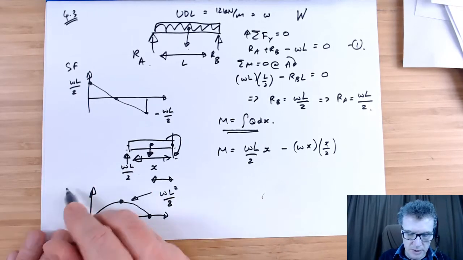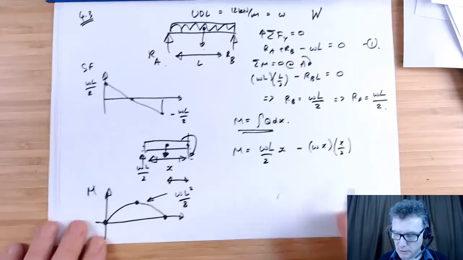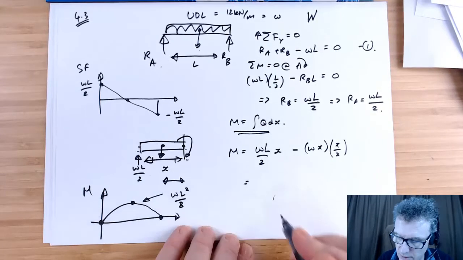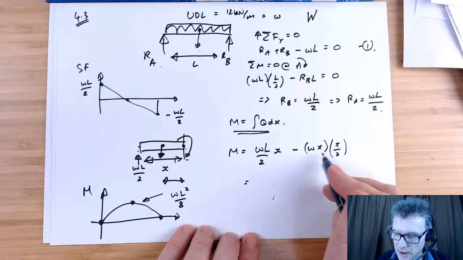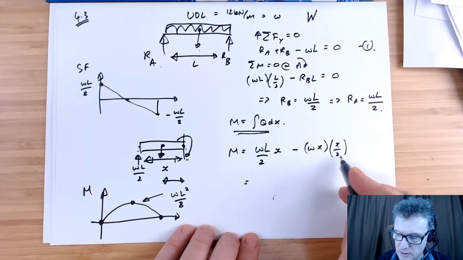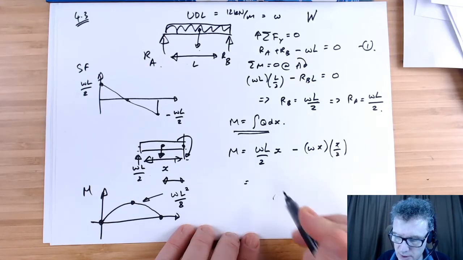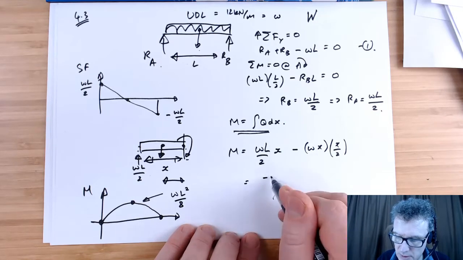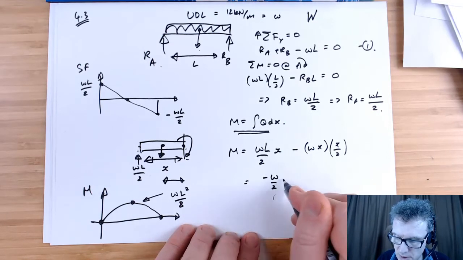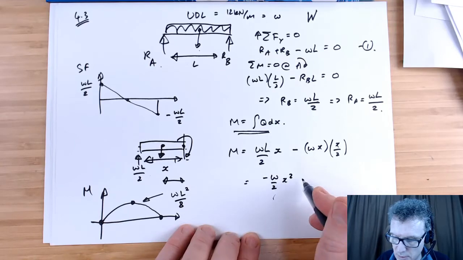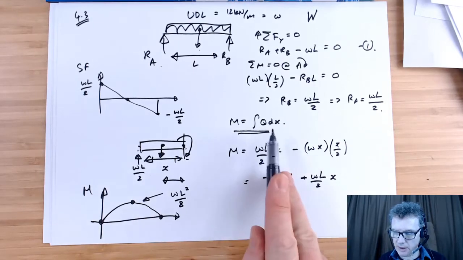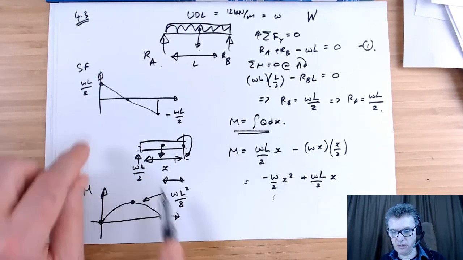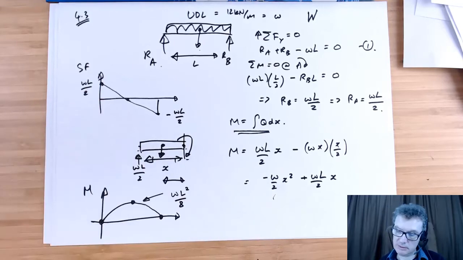Okay, so that's what the M graph looks like, and that's what it looks like if we tidy up a bit. Let's put the leading x squared in the front, so that's going to give me minus little w over 2 x squared plus little w L over 2 x. Okay, now integrating the Q graph is a lot easier.